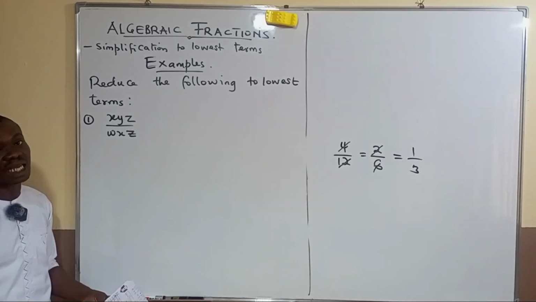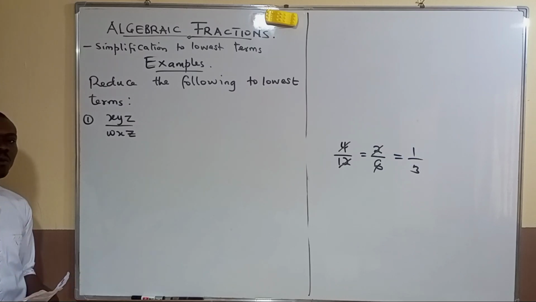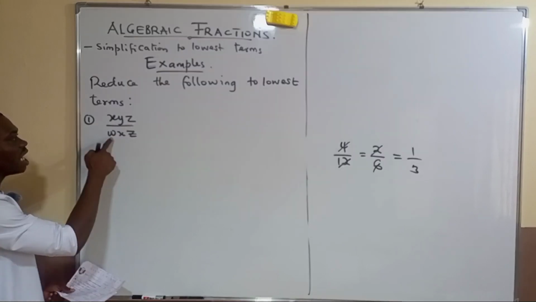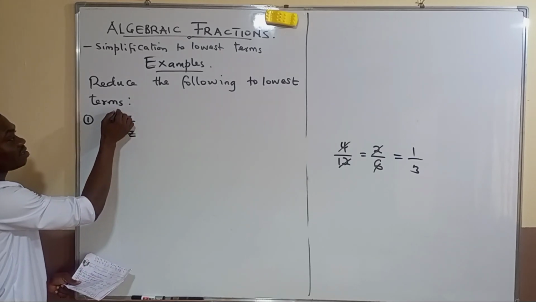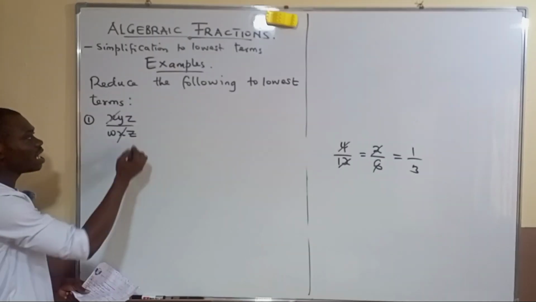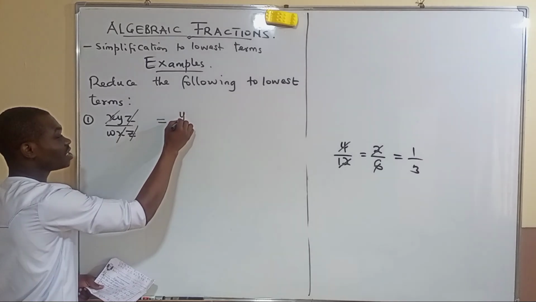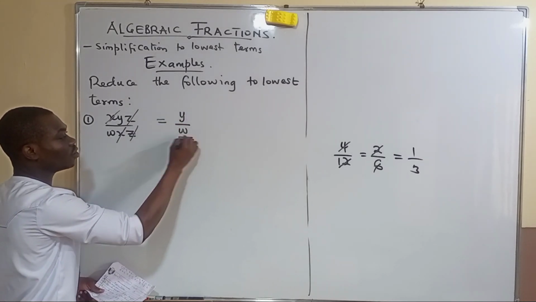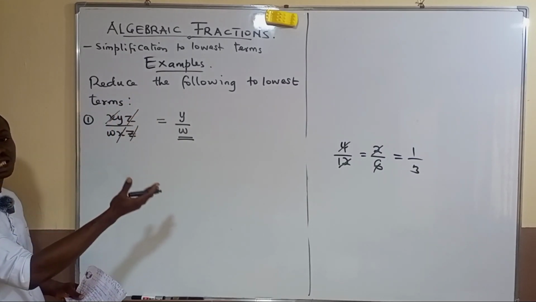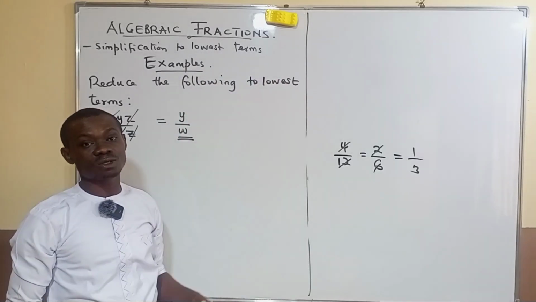The same is applicable when it comes to algebraic fractions. You look for their common terms and divide both numerator and denominator by that. Like this simple example here, I can see x in the numerator and x in the denominator, so I've removed that. I can see z here, and I can also see z here. So very simple, this is the same as y over w as your answer. That's been reduced to the lowest term. Nothing else can divide the numerator and denominator. That's the meaning of reducing to lowest term.